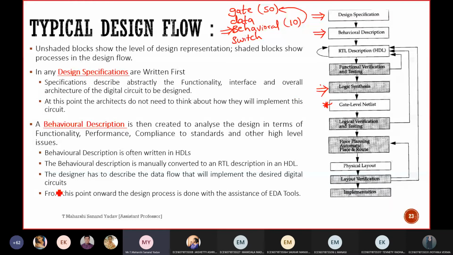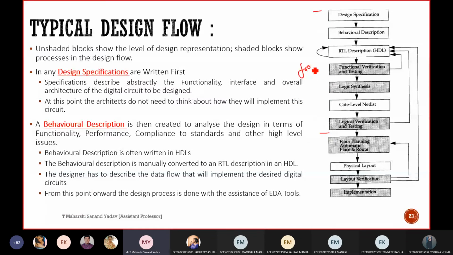Okay. I've told you something called front end and back end, right? From here to logic verification and testing, this comes under front end. And from floor planning till implementation, we call it backend. This backend job is completely done by using CAD tools, whereas front end is coding. Verilog. Nowadays they are asking for Python also.